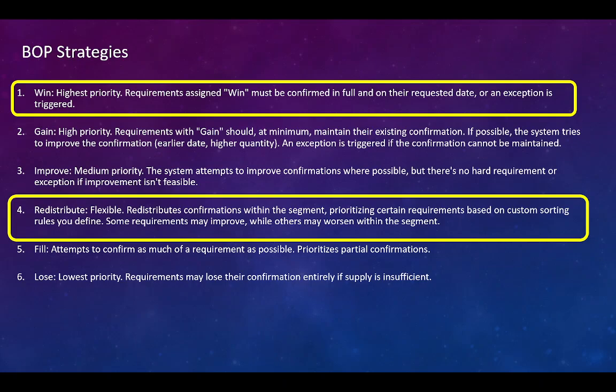SAP has given predefined strategies to control and monitor backorder processing in SAP S/4HANA. These strategies are win, gain, improve, redistribute, fill, and lose. These strategies define how the system should behave in situations where multiple orders are created with multiple criteria, and the stock is consumed by a few orders while the other orders do not have any stock confirmed to them, because the stock was limited and has already been consumed and confirmed by other orders.